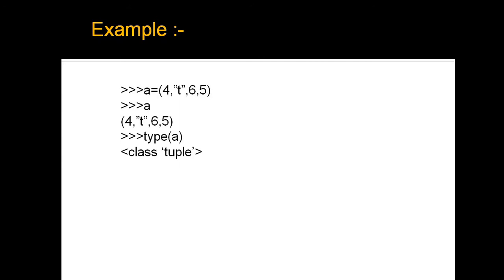Here's an example of how to create a tuple. Simply, in the code I have assigned a equal to some values in parentheses, which denotes a tuple. When you print it, it will simply print the values. type defines the type of the values, so type of a is tuple.